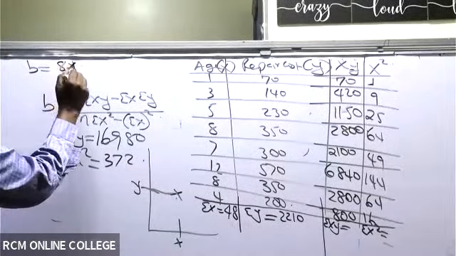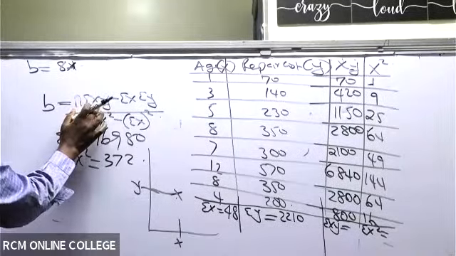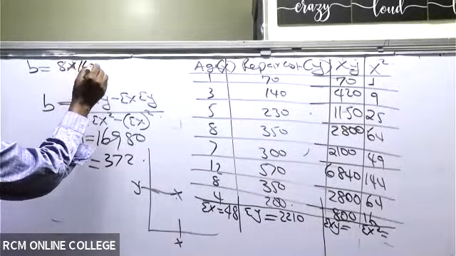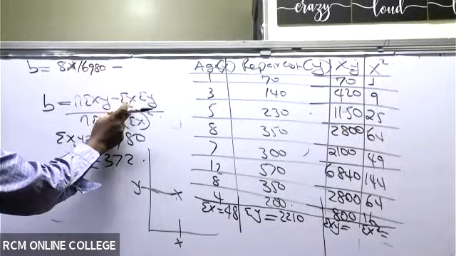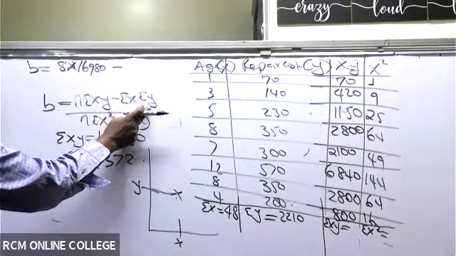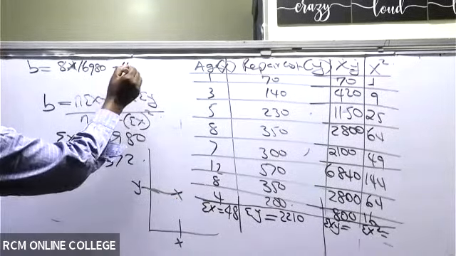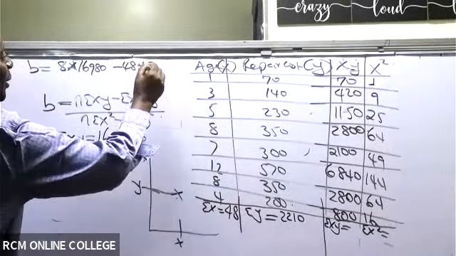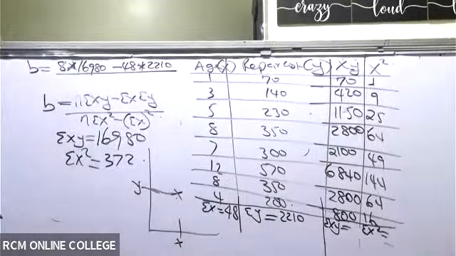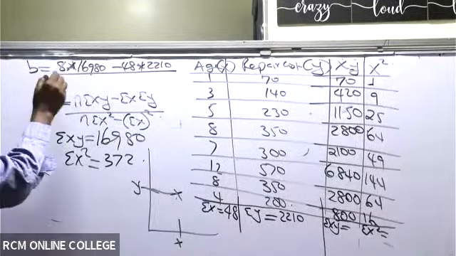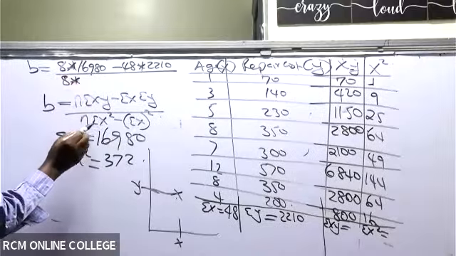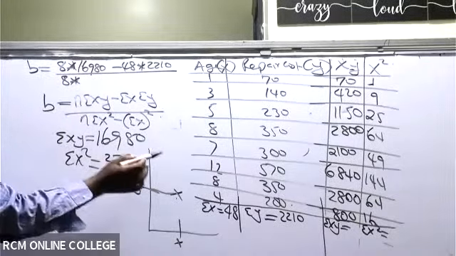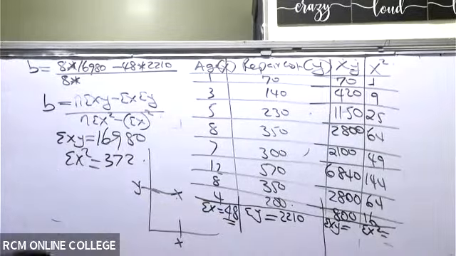I'm plugging in here. So 8 times sum of xy, which is 16,980, minus sum of x, which is 48, times sum of y, which is 2210. All over n, which is 8, times summation of x squared. Don't take this sum of x squared here, no.